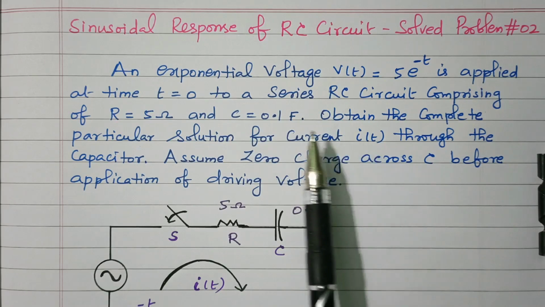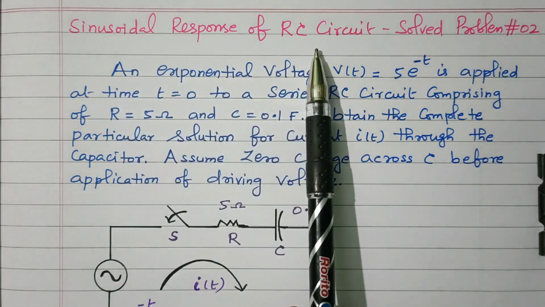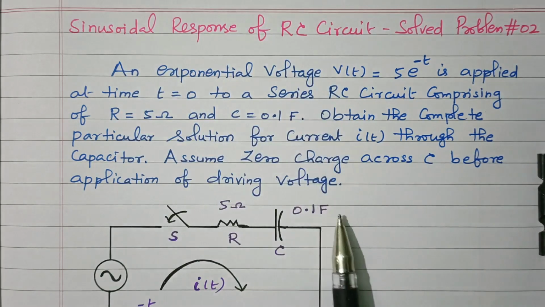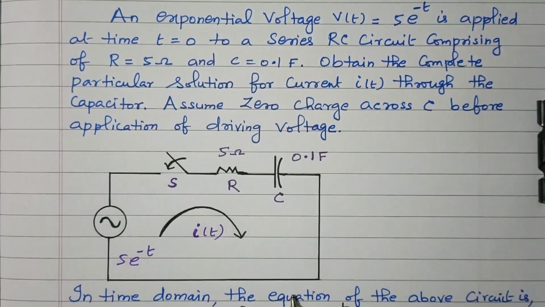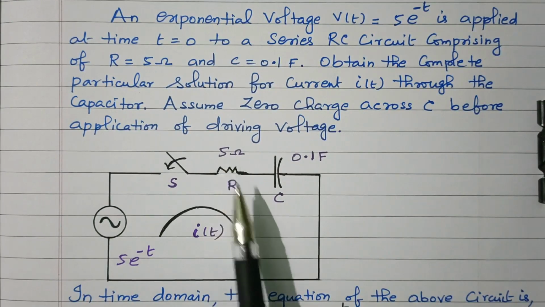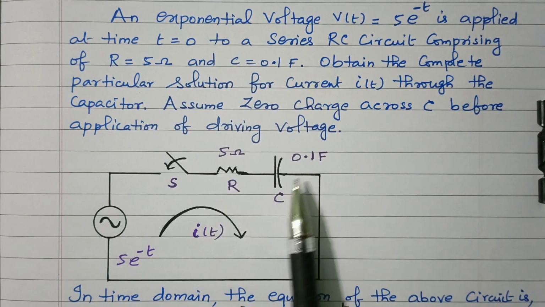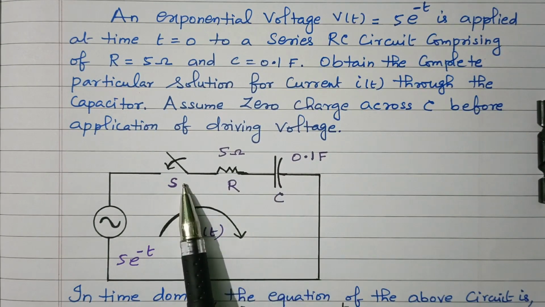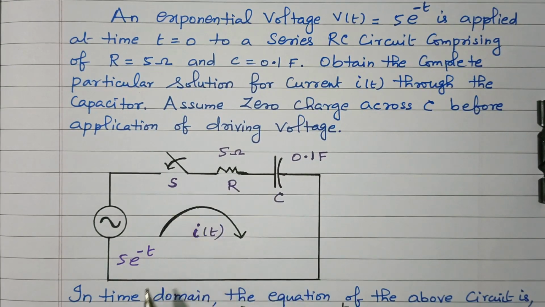Now we'll go to the topic, sinusoidal response of RC circuit. Resistor and capacitor is connected in series. In that we need to find the transient current. So this is the circuit given. Resistance 5 ohm, capacitance 0.5 Henry connected in series. It's connected with the switch S. The applied voltage is exponential 5 e power minus t. So this is the transient current I of t flowing through the circuit.